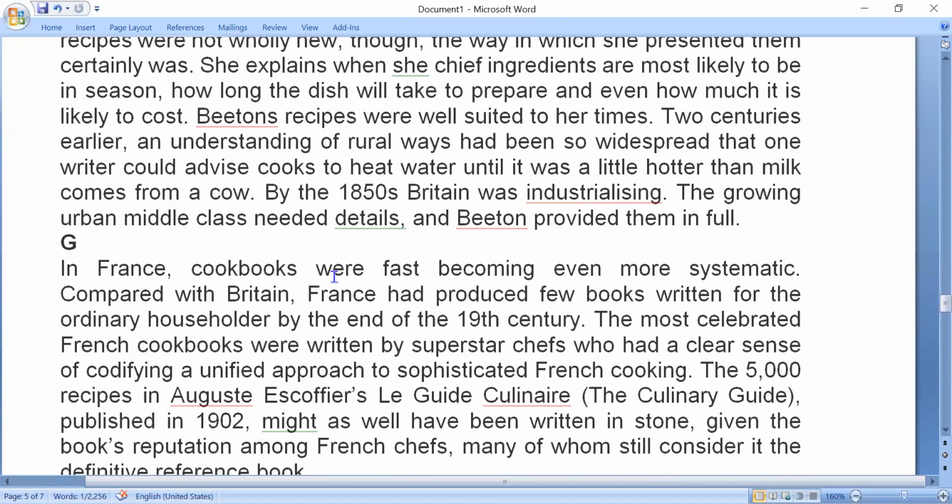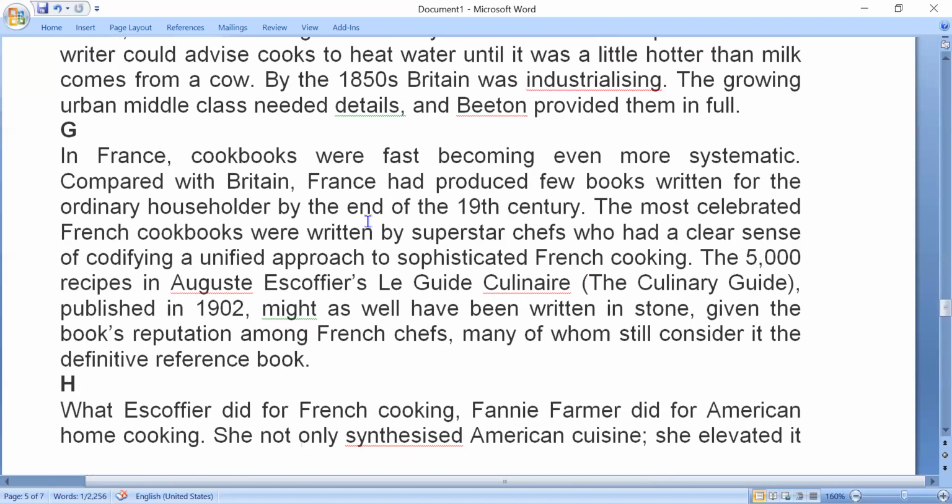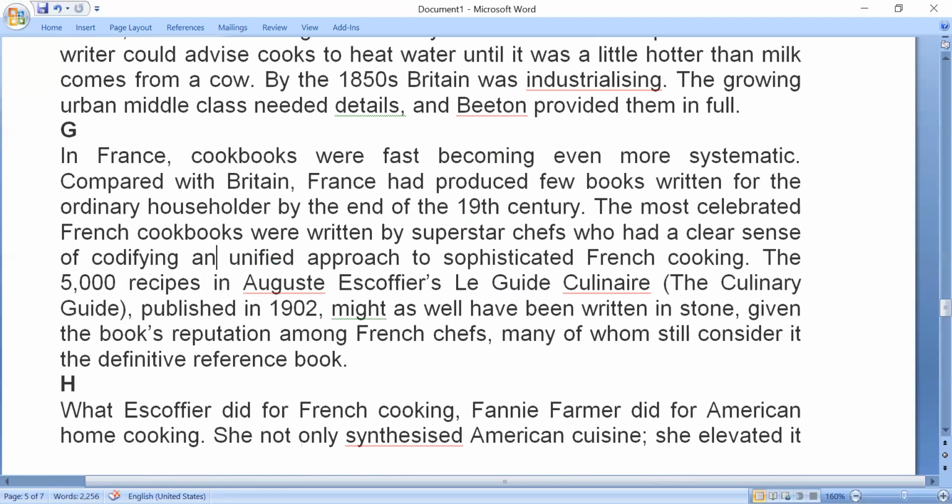In France, cookbooks were fast becoming even more systematic compared with Britain. France had produced new books written for the ordinary householder. By the end of the 19th century, the most celebrated French cookbooks were written by superstar chefs who had a clear sense of codifying a unified approach. I think there will be an N. I think the question maker has also made a mistake here. A unified approach to sophisticated French cooking.